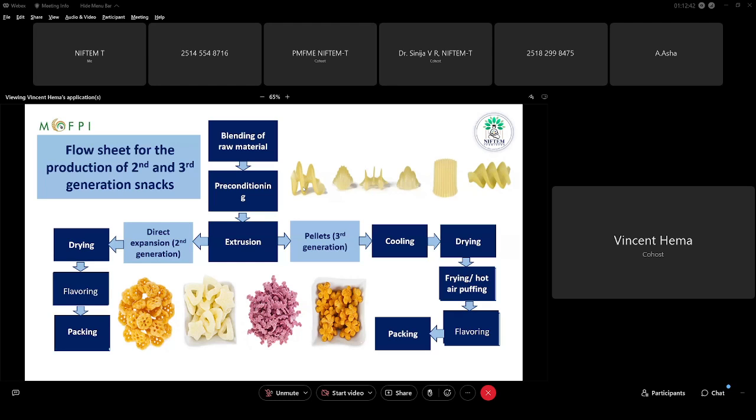Further, it can be processed by hot air puffing, frying, or baking, so that this versatile form of processing, hurdle processing, we can apply to the processing of third generation snack food.